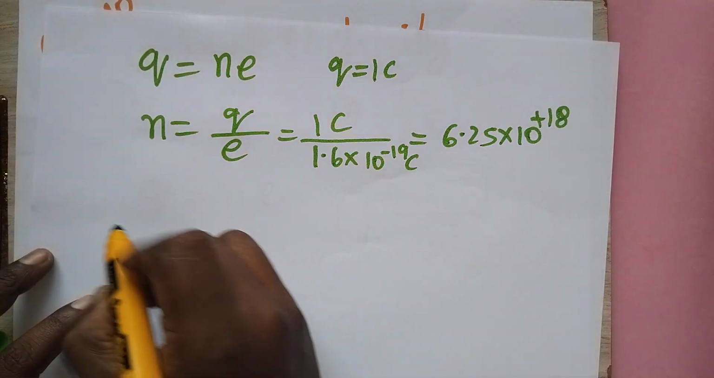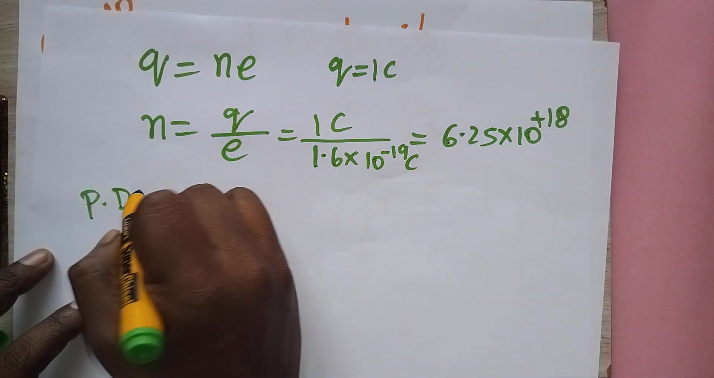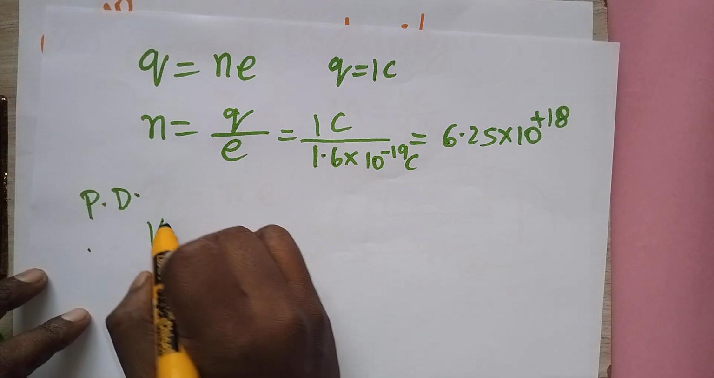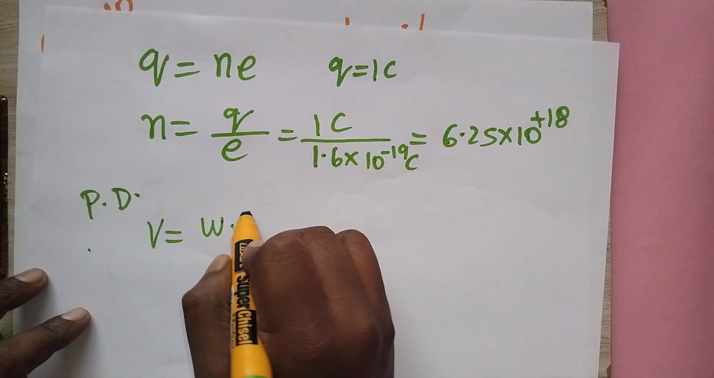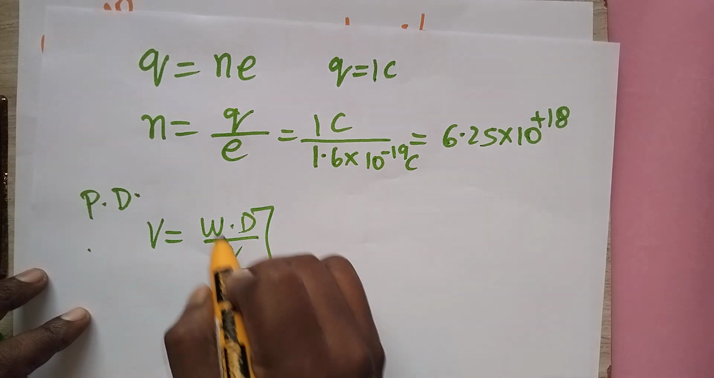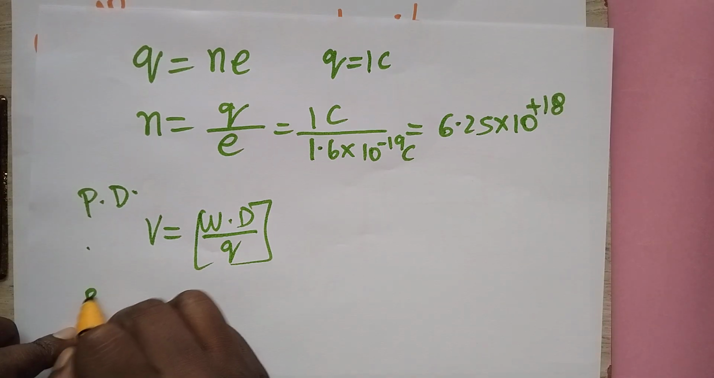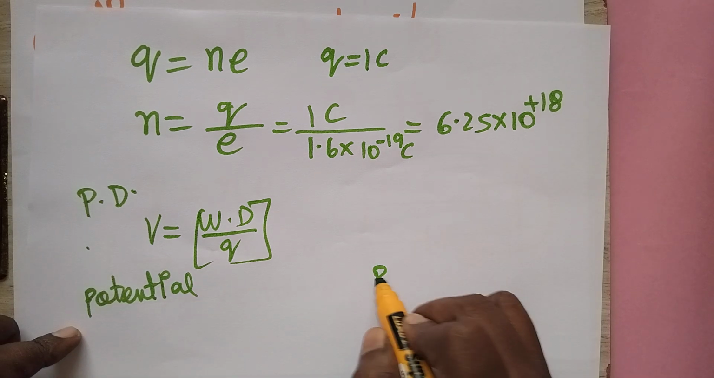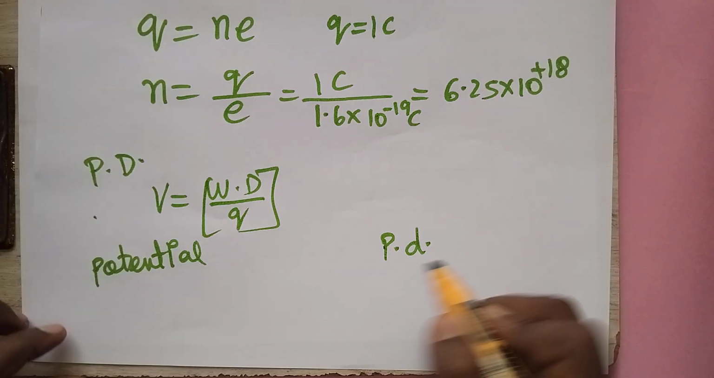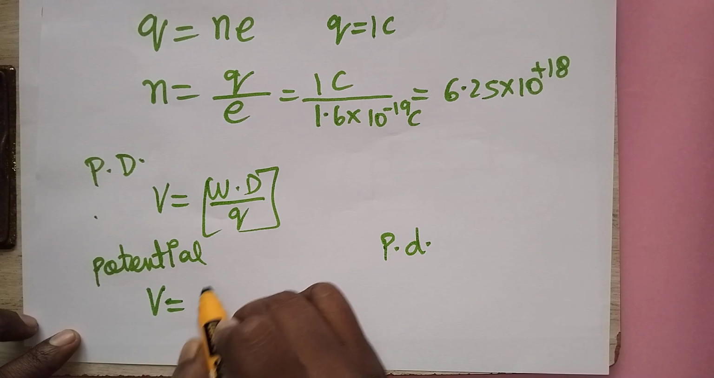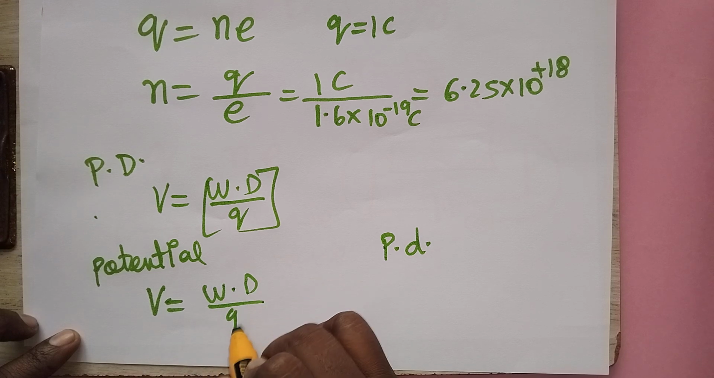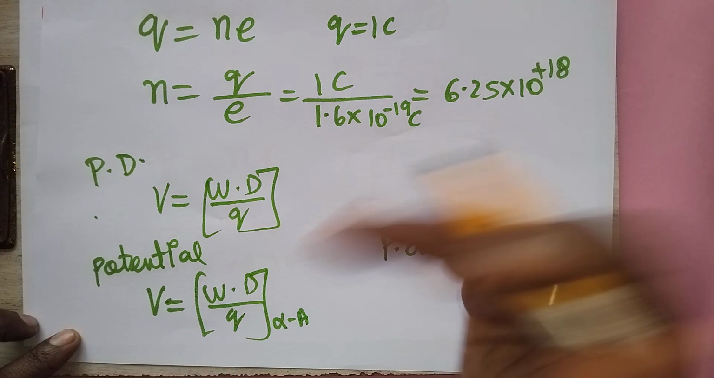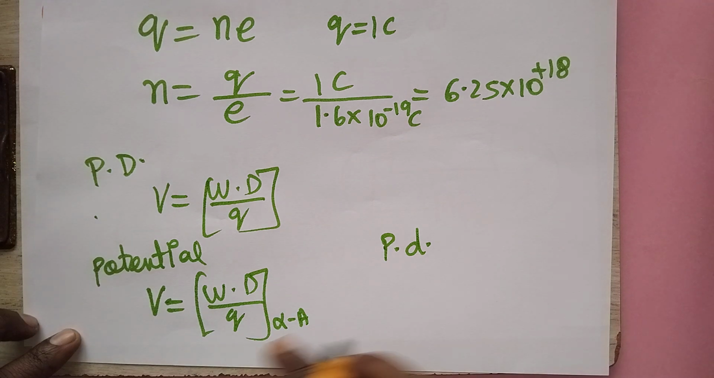Next, potential. Potential difference is the difference between the two terminals. Potential is equal to work done per unit charge. There are two things we are going to say: first one is the potential, second one is the potential difference. What is the potential? Work done in bringing a unit positive charge from infinity to a point in an electric field, we call potential.